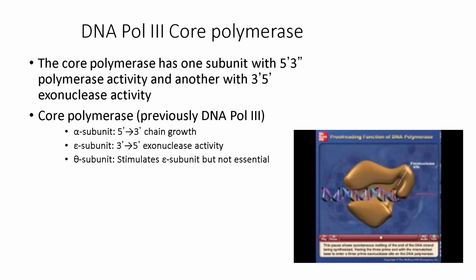The alpha subunit carries out 5' to 3' chain elongation. The epsilon subunit provides 3' to 5' exonuclease proofreading. The theta subunit supports epsilon's activity but is not essential. This arrangement ensures fast and accurate DNA synthesis.